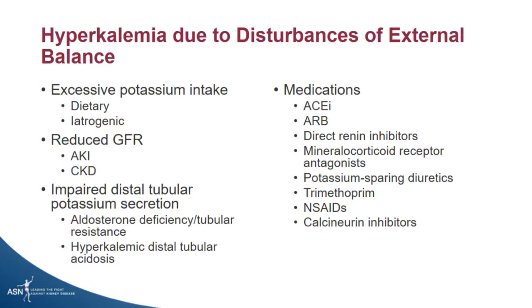There are a variety of medications that we give our patients that may inhibit potassium excretion: blockers of the renin-angiotensin system, mineralocorticoid antagonists, potassium-sparing diuretics, trimethoprim, which inhibits the ENaC directly as if it were a potassium-sparing diuretic, nonsteroidal anti-inflammatory drugs, and the calcineurin inhibitors.